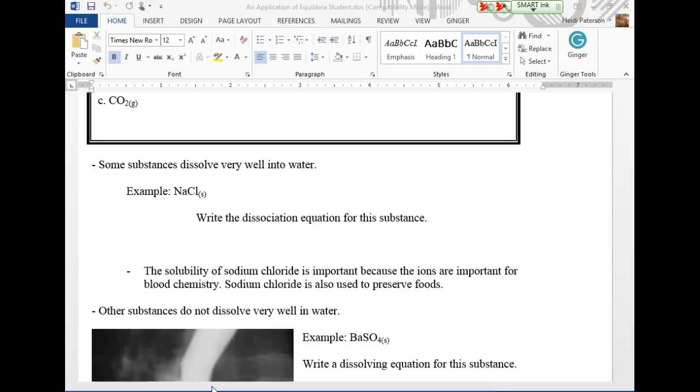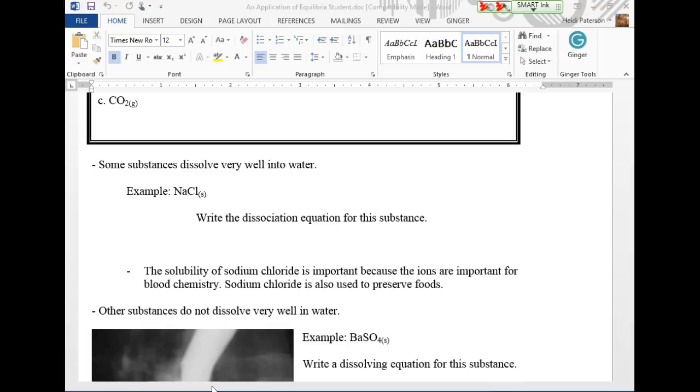Okay. And so some substances actually do dissolve in water very well, but when those substances dissolve into water, they don't stay together. For example, sodium chloride. What happens to a salt crystal when you start to dissolve it into water? Like what happens to the salt? Yes. It breaks it apart.